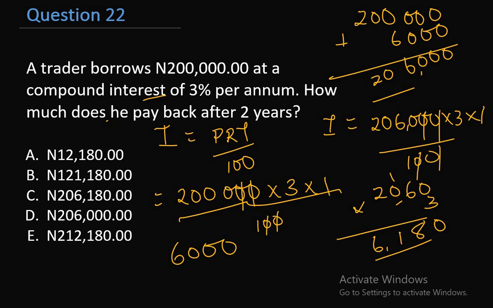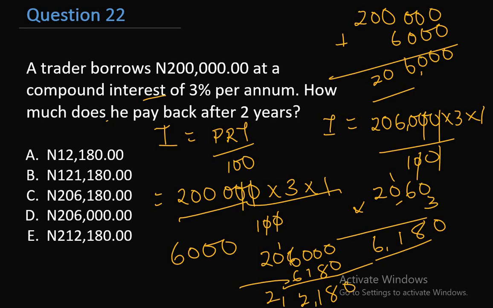So at the end of the second year, the interest will be 6,180. But the principal for the second year, remember, is 206,000. So plus 6,180, the final answer will now be 0, 8, 1, 6 plus 6 is 12, carry 1, add it here, 1 plus 0 is 1, and 2. 212,180 naira, that's E.